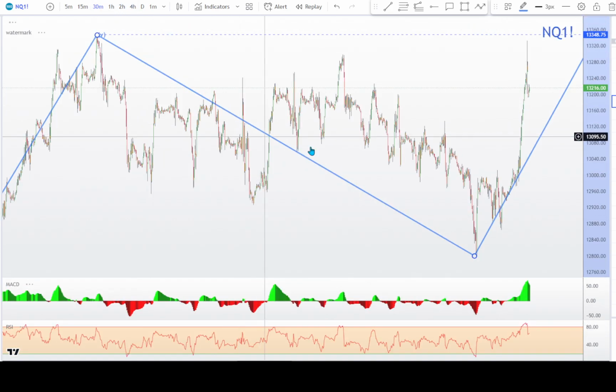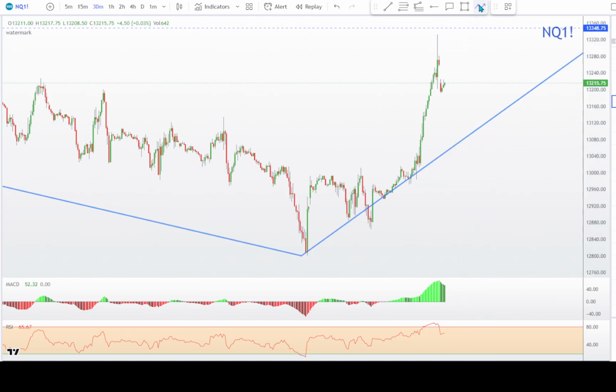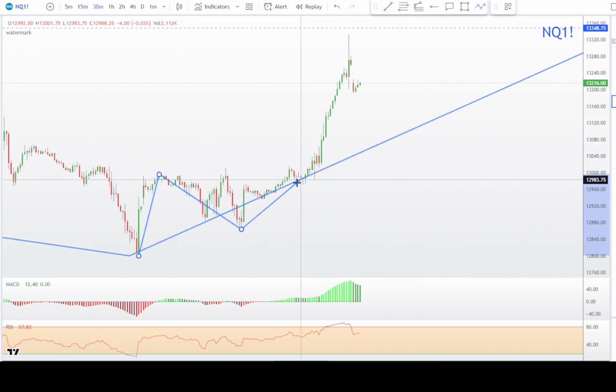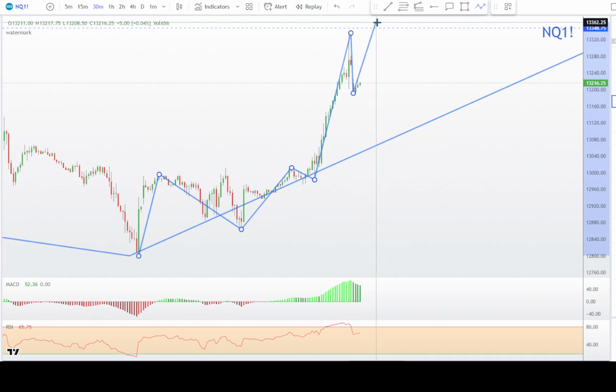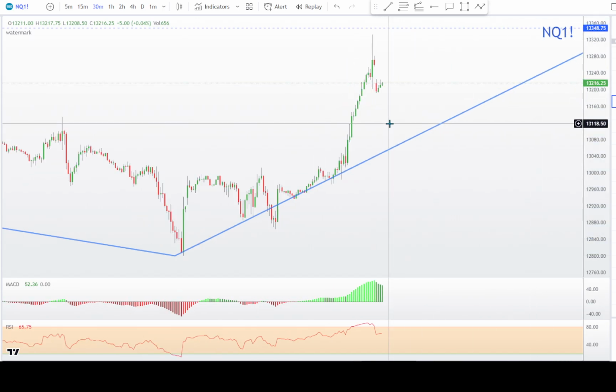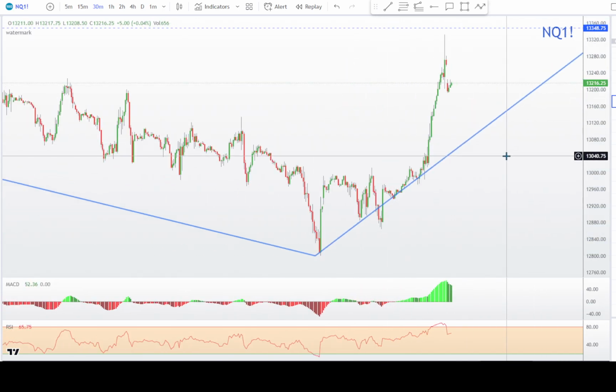So if I zoom in, we do have already, I think this is an expanding flat right here. So A, B, C for the B wave. So that's your 1, 2, and it looks to me like in here there's a 1, a 2, and I think this is going to turn out to be a 3, 4, and go break the top for 5, the 5th wave of the C wave.